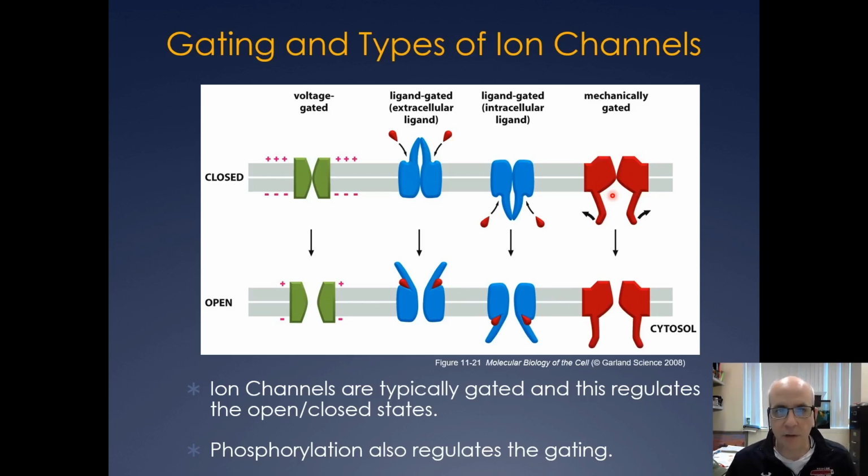Now, different ion channels can be gated in different ways, and by gated, I mean opened up. You can have a voltage-gated ion channel, which can open when the membrane becomes depolarized. You can also have a ligand-gated one, where an extracellular ligand causes the channel to open. You can also have intracellular ligands binding to allow it to open. And then you can have a mechanically gated one. Also, not shown here, phosphorylation can help regulate some of the gating. And once again, the gating is just the opening up.